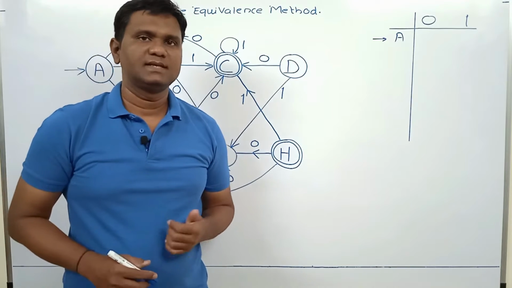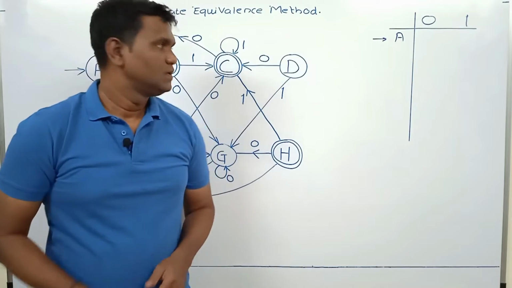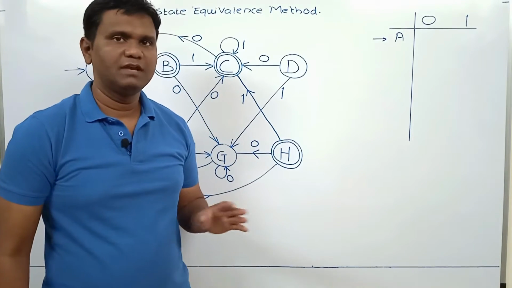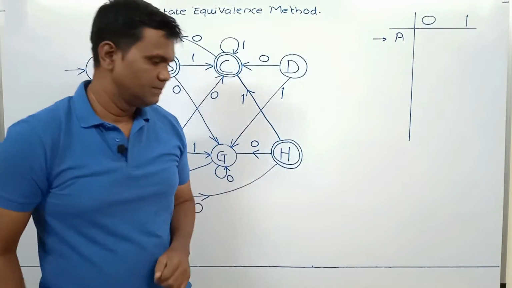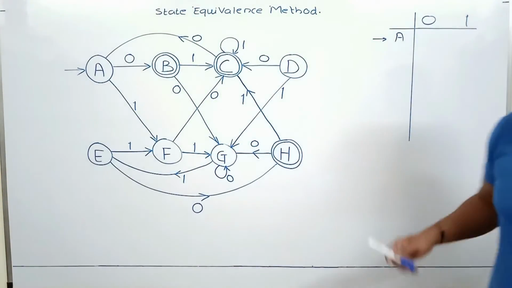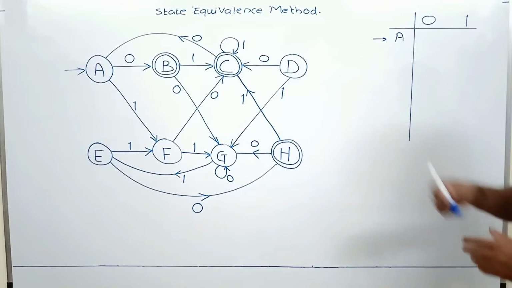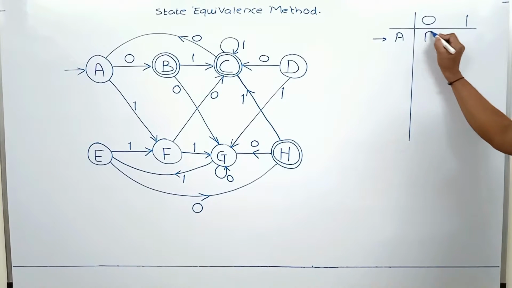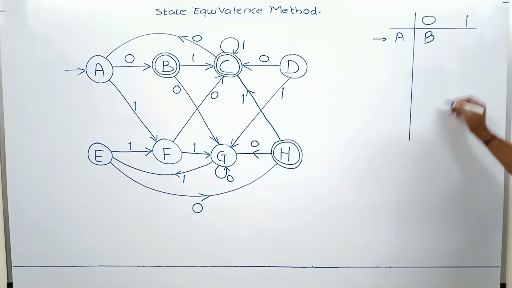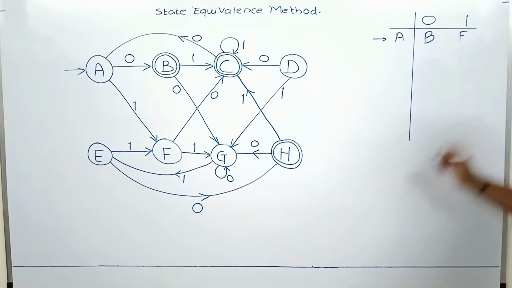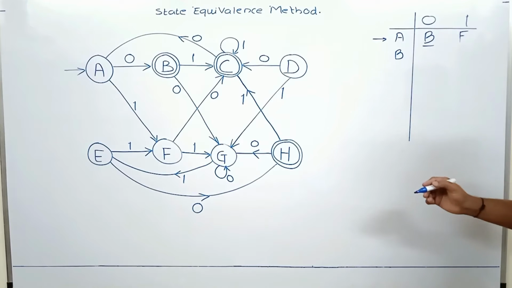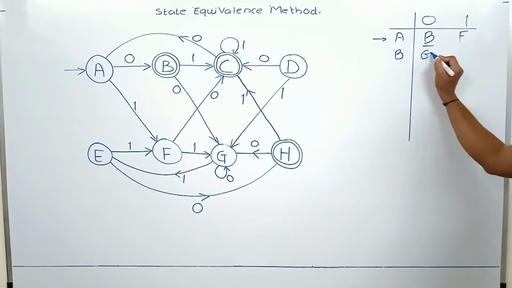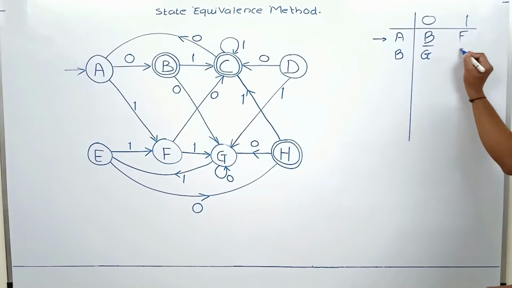Now let's consider the next example for DFA minimization. The first step in DFA minimization is to build the transition table for reachable states. We start with the initial state A: on 0 it goes to B, on 1 it goes to F. The next state to consider is B. B on 0 goes to G, B on 1 goes to C.